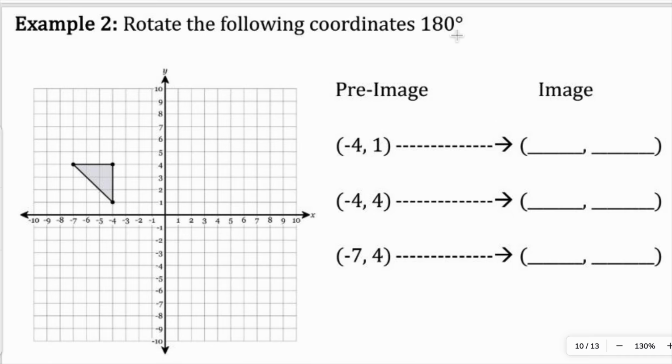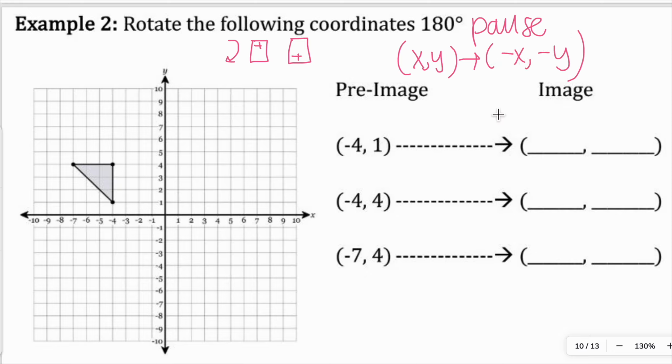Example 2, this would be a good one to try on your own. Go ahead and pause it here. This one is where you can turn your paper upside down. So here's the top of your paper, and then when you turn it upside down, there's your bottom, and then you just replot these points. Or use the rule, x, y is going to be -x, -y.